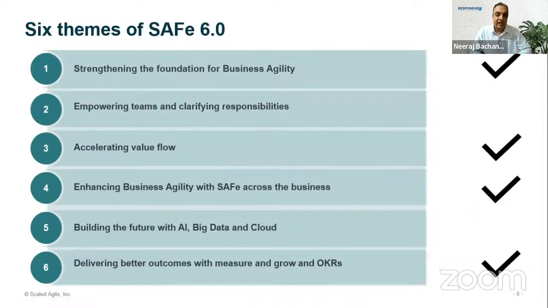in the previous webinar, we had discussed, fortunately, we had Joe Vallone from Scale Agile also coming in. We had discussed these four changes out there. We spoke about strengthening the foundation of business agility and then extending business agility across the various parts of the organization, the business. Then we spoke about accelerating value flow. And then Joe also mentioned how you have better outcomes with measure and grow and OKRs. Remember, the word metrics has now been replaced by measure and grow, and OKR has been introduced, although it was always being talked about whenever we spoke about Scale Agile implementation across the enterprise.